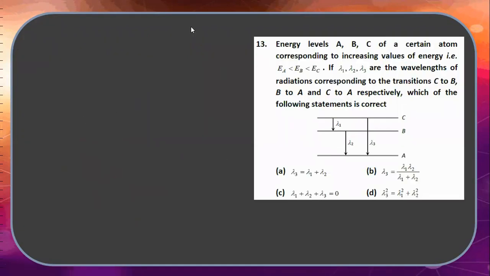This is important. It is a problem repeated many times. These are the transitions. What are the transitions? First, A, B, C, three levels are there. The electron jumps from C to B, then B to A. And this is directly from C to A. There we will write the corresponding energies that are released. So this energy released is taken as E1, in this case the energy released is E2, and this is the energy released E3.